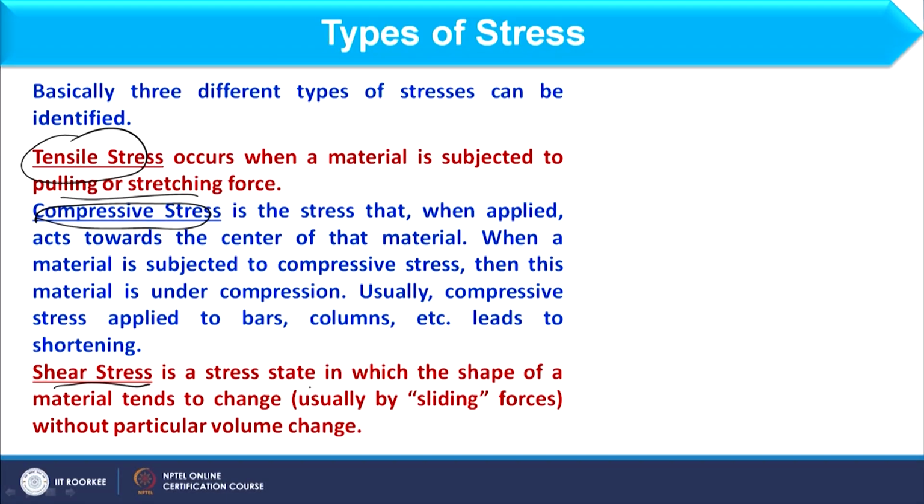And the third stress I am having is the shear stress. Shear stress is the stress state at which the shape of a material tends to change, like a sliding force. If I have one object of this shape, and here I apply force in this direction, and in this other object I apply force in this direction, they will slide over each other. In that case, the shape of the object will change.